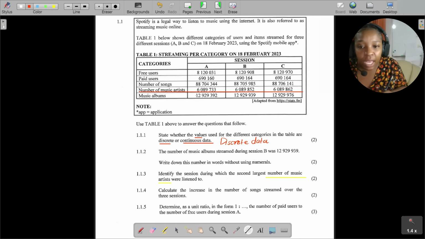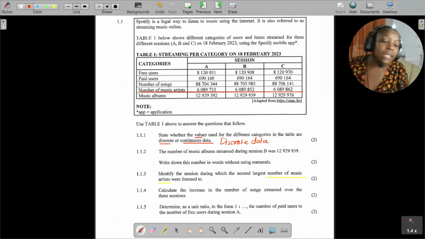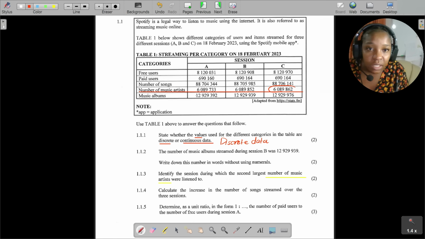So basically here, you need to now, in your head, arrange this data from the largest to the smallest, right? So in this case, the largest value here is 6089733, 6089852. So the largest one is this one, okay? Meaning that the second largest one is this one, okay? So the session during which the second largest number of music artists were listened to.